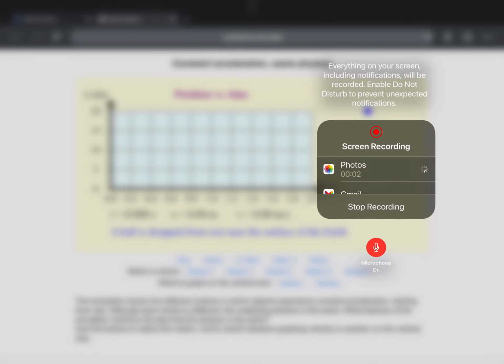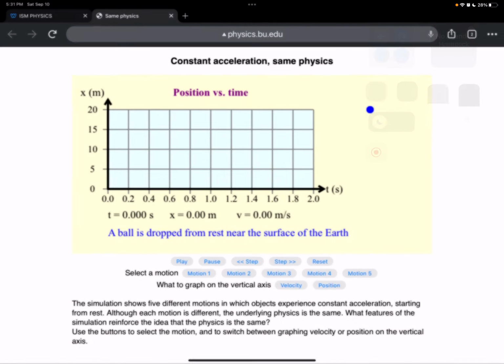Okay, so here we are again. This is another app that there's a link to on our webpage. You really should be playing around with these apps. This shows you position versus time for a ball that is dropped near the surface of the Earth. You could also do velocity versus time. All right, but let's look at position.